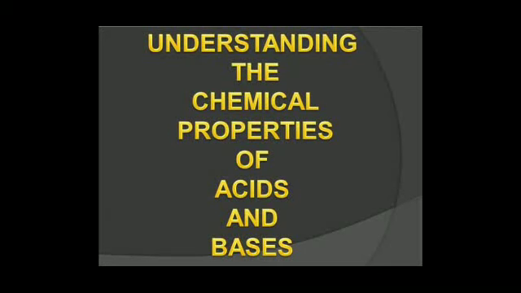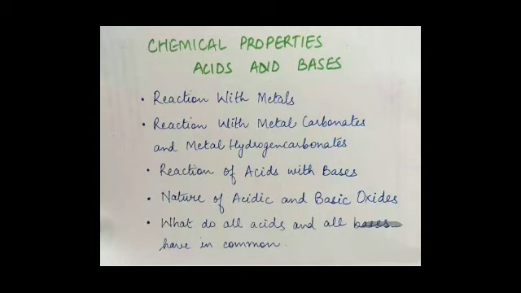In this video we are going to understand the chemical properties of acids and bases. It means we will understand how these acids and bases behave on the atomic level when they react with some other element or compound. In this video, we will learn how acids and bases react with metals, metal carbonates and metal hydrogen carbonates. Besides this, we also study the reaction of acids and bases with metal oxides and non-metal oxides.